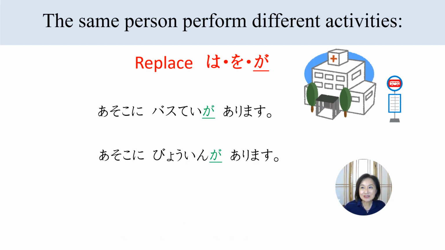Let's try this concept with this example. あそこにバス停があります。あそこに病院があります。There are a bus stop and a hospital. How do you say there's a hospital over there too?